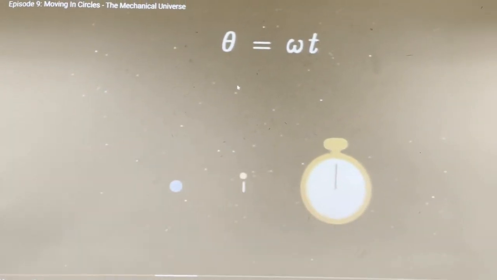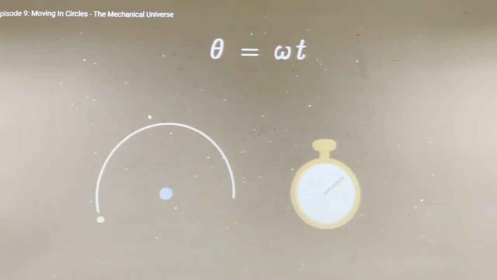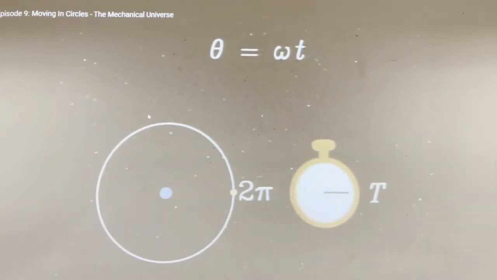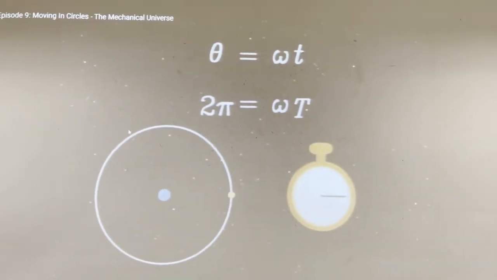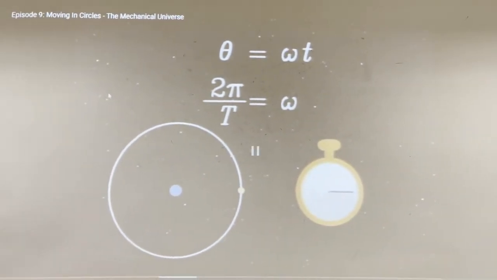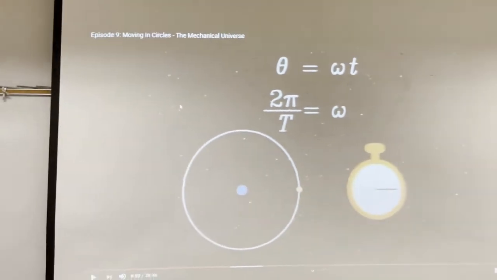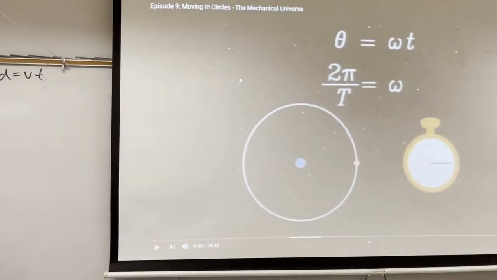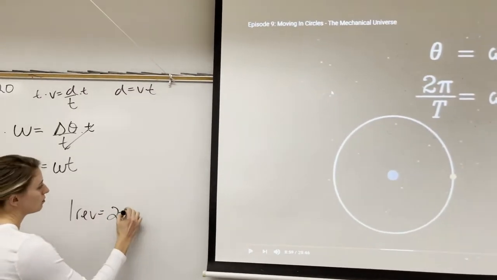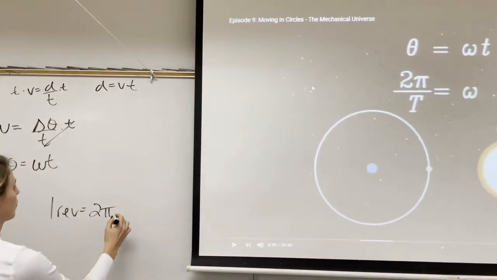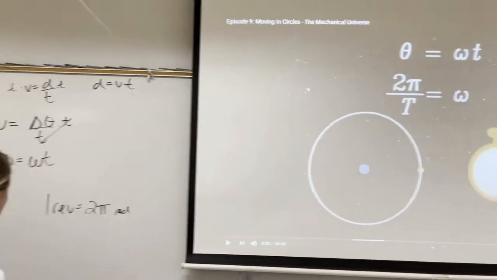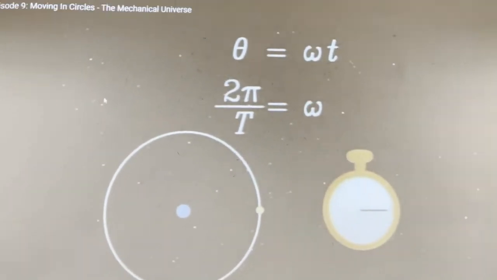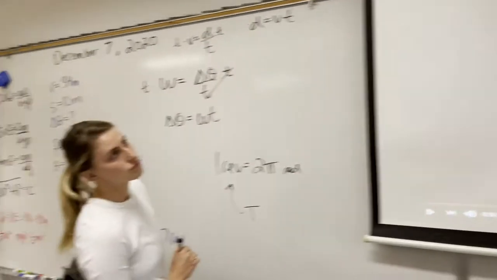In one revolution, the object moves through 2 pi radians in time capital T. Therefore, the angular speed is 2 pi over capital T. They said you move through 1 revolution, 2 pi radians, and the time for one revolution is called a period, which is symbolized by capital T. See the little t and the capital T?